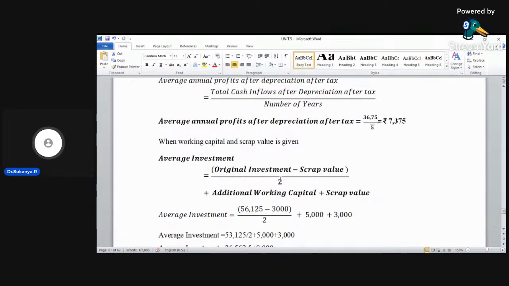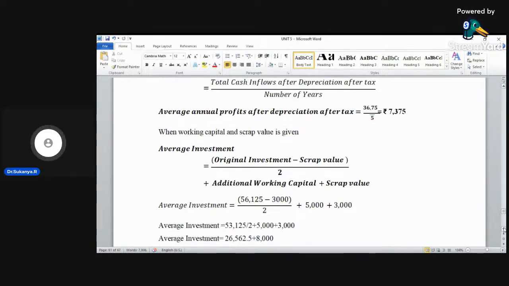But if the scrap value and the working capital amount are given in the question, then the denominator, that is the average investment, will be (original investment minus the scrap value) divided by 2, plus the working capital plus the scrap value. Again, as I'm telling you, this problem is also there in your material, so you can go through it.